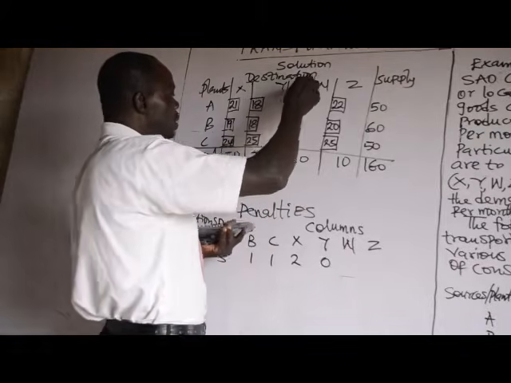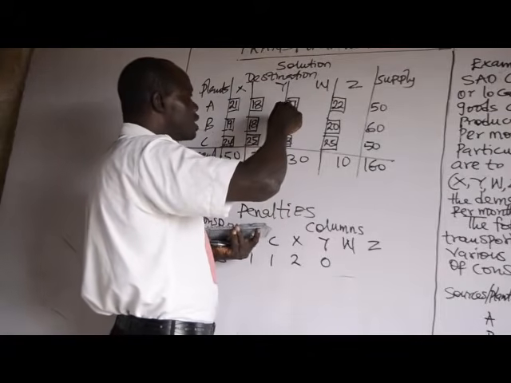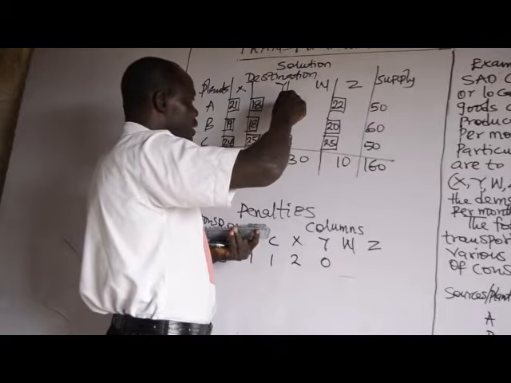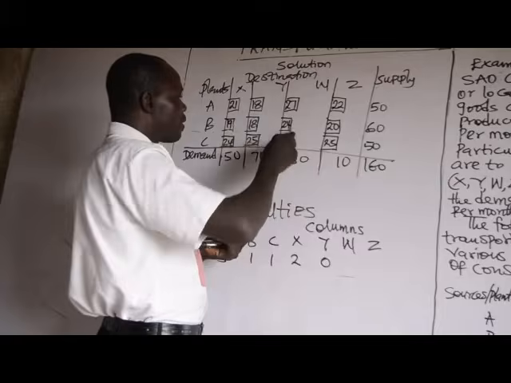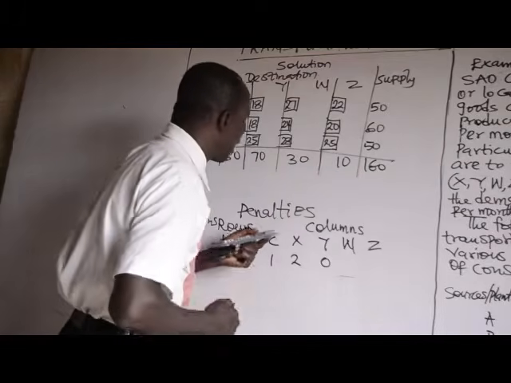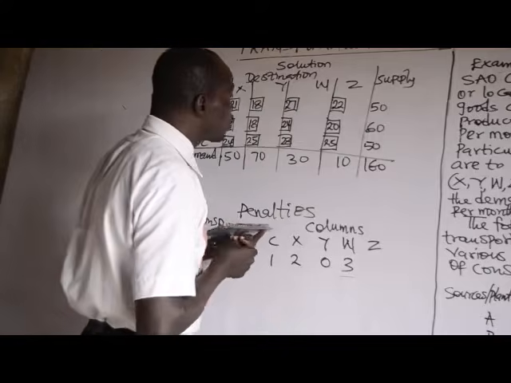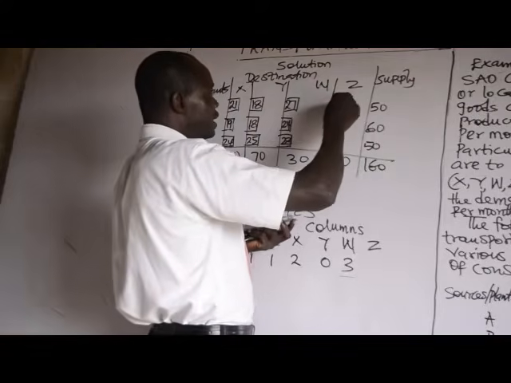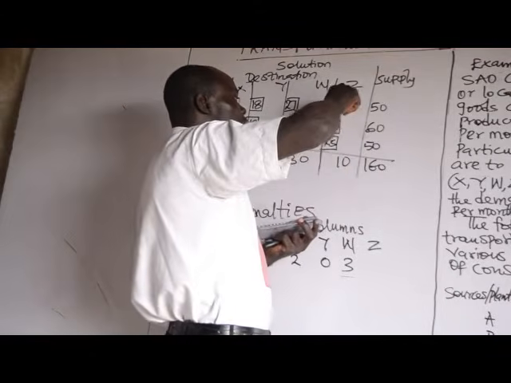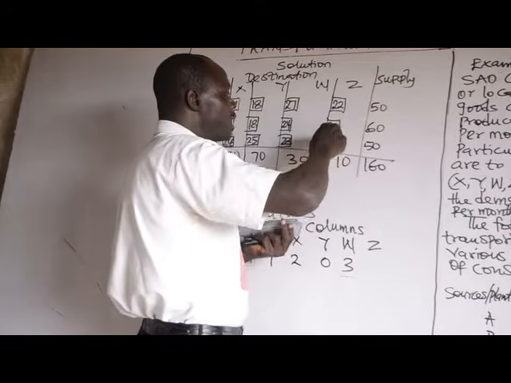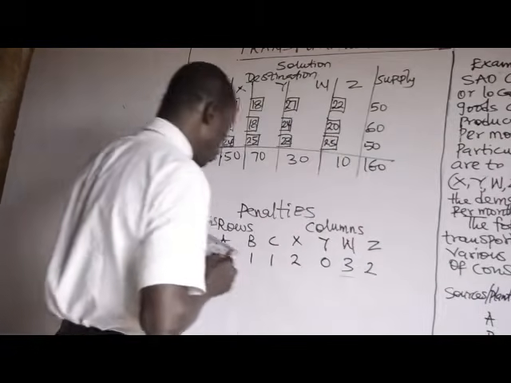Column W, the least cost is 24. The next least cost to that is 27. 27 minus 24, that will be 3. So our penalty is 3. Now, the next column is column Z. The least cost is 20, and the next least cost to that is 22. 22 minus 20, that will be 2. So our penalty is 2.